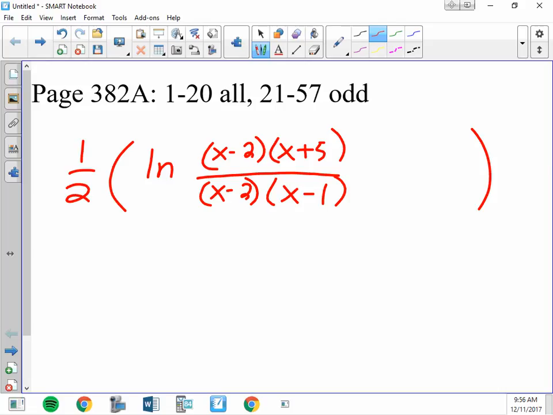Yep, so this cancels this, but we have to remember that x equals 2 is a hole. Right? Anytime you cancel factors, you end up with a hole. So really you only have 2 logarithms, and then you just have to remember that there is a hole.